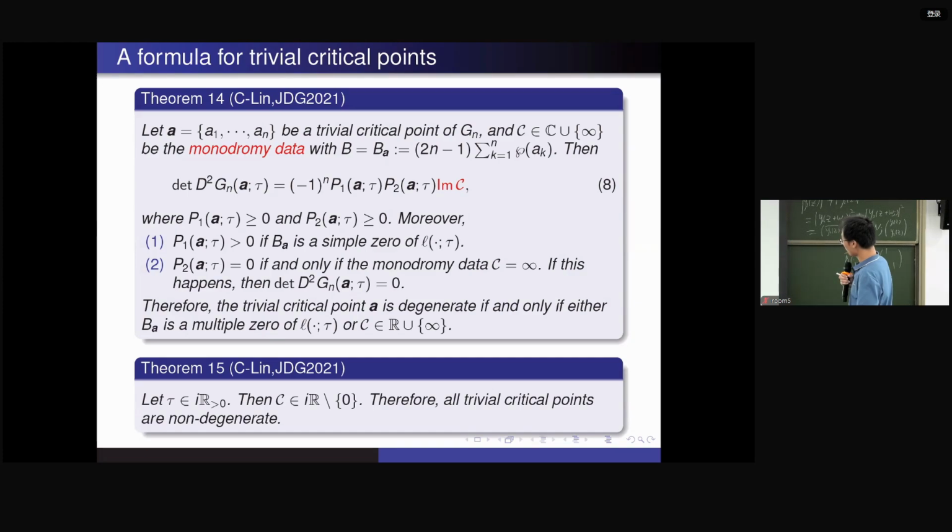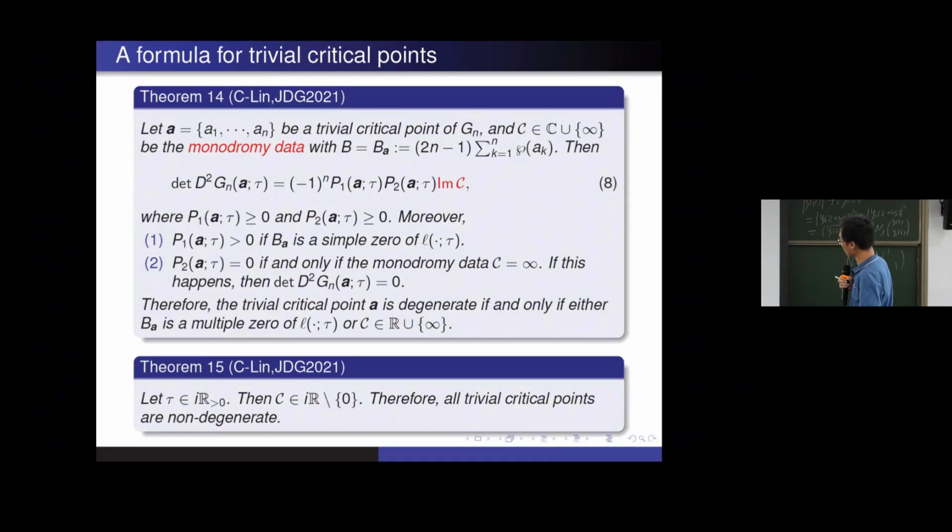And then we can prove that if tau is purely imaginary, then the monogeomy data is purely imaginary and not zero. And if tau is purely imaginary, it is well known that all zeros of the Lamé polynomial are simple. So from here, with the help of the monogeomy data from the Lamé equation, we can prove that all trivial critical points are non-degenerate.